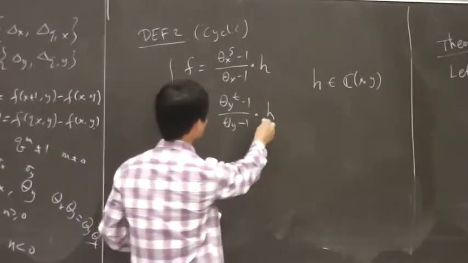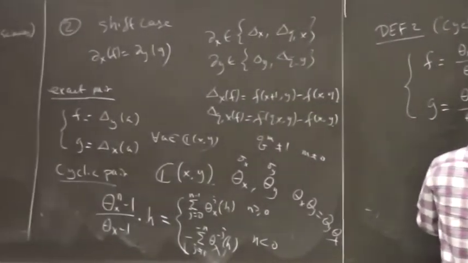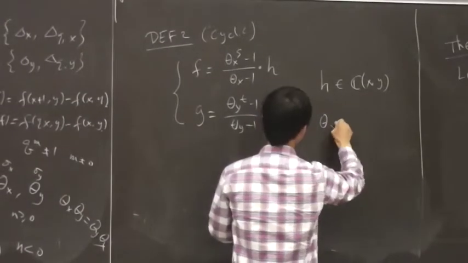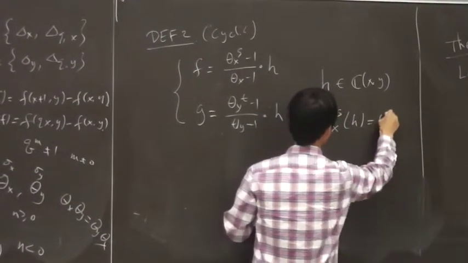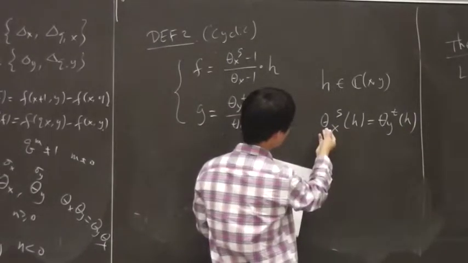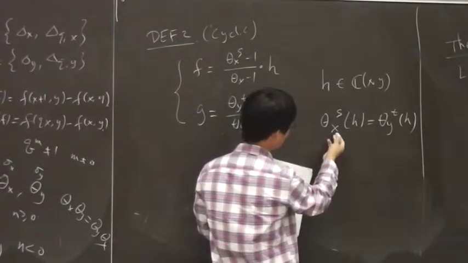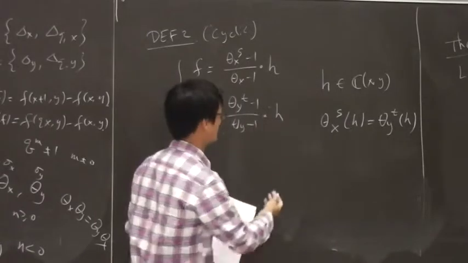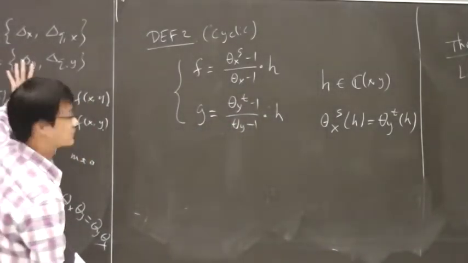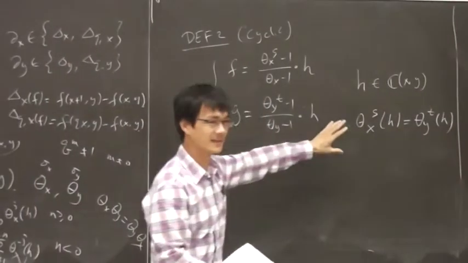And then we need the assumption that h is not actually a rational function. They satisfy the following condition: sigma s h equals sigma y t and h. So you can think of this as a shift with respect to x, and this as a shift with respect to y. I just want to try to unify the q shift and the shift case. That's why I use sigma x.